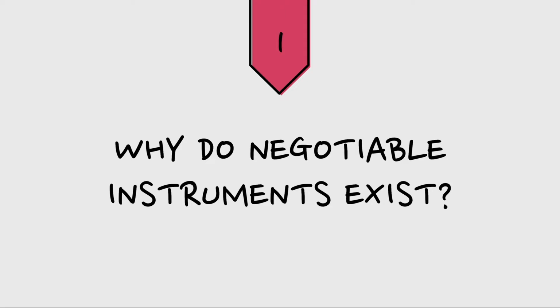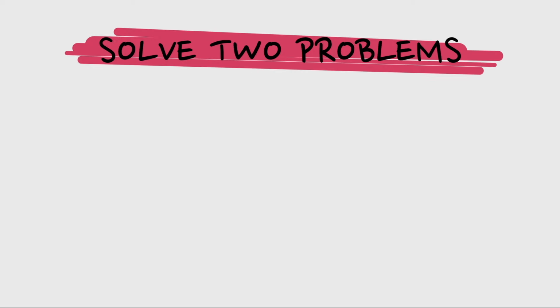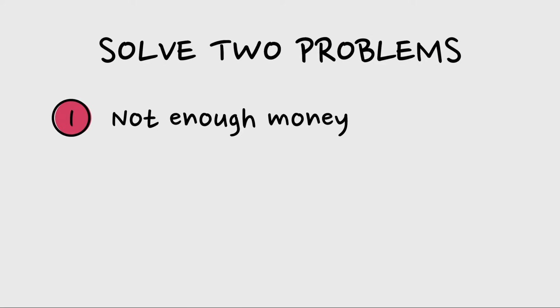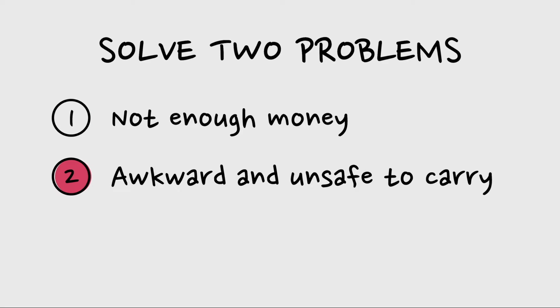So the first question we have to ask is, why do these things exist at all? Why do we have negotiable instruments? What problem were they solving? There's really two problems that were being solved. One is that often people either in fact do not have enough money or feel like they do not have enough money. And the other problem is that when we start talking about large quantities of money, that money becomes awkward to carry around and unsafe, right? It's unsafe to carry around large wads of cash or wheelbarrows full of cash. So these instruments came about in order to solve both of these problems.